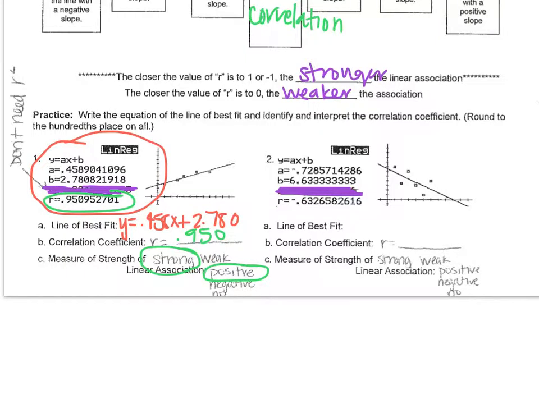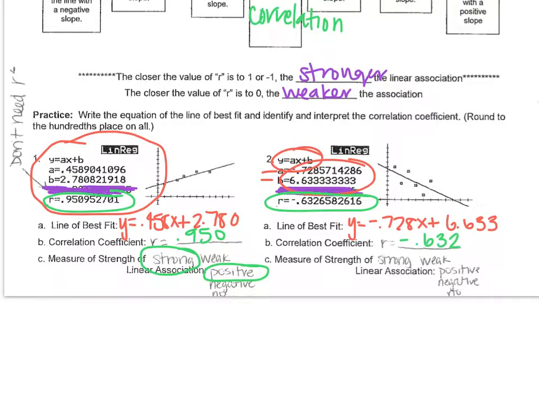For my next equation, my line of best fit, my A and my B are going to be useful again for that. So it says y equals -0.728 x plus 6.633. So I just took these two values and I plugged them into this equation. And then I look at my R value. Well, it tells me my R value is -0.632. So clearly it is negative.